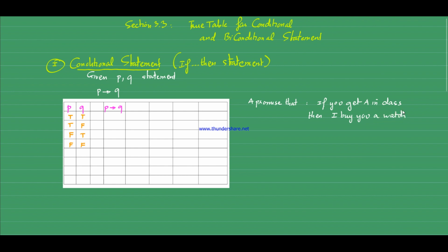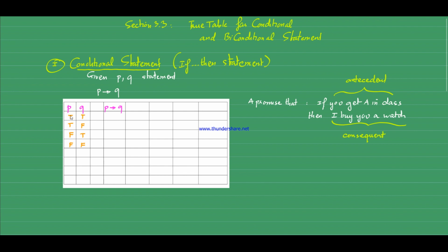So P is right over here. P is the if statement, and the if statement we call the antecedent statement. And the statement down here, we call the consequent statement. So if you get A in class, then I'll buy you a watch. This is a promise.